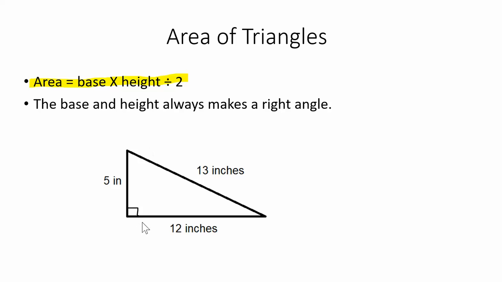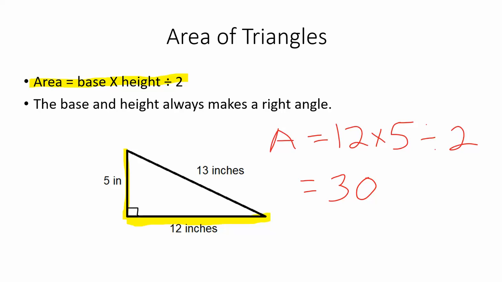So again, we knew that the base was 12, the height was 5. Putting those into my formula, that would equal 12 times 5 divided by 2. You can use your calculator, or you might know that 12 times 5 is 60. 60 divided by 2, again, gives us an area of 30 inches squared.